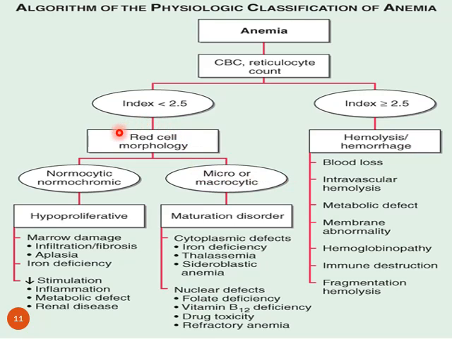If it is low, it means that there is a problem with the red cell morphology, either being normocytic, microcytic, or macrocytic. Microcytic and macrocytic are mainly due to deficiency in nutrients, mainly iron, vitamin B12, and vitamin B6, while normocytic is due to a problem in the factory itself in the bone marrow or in the stimulus itself.